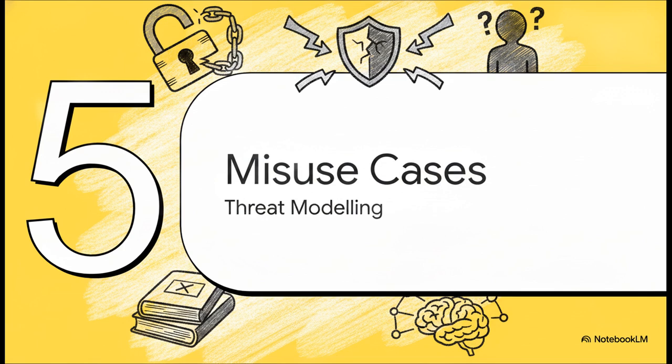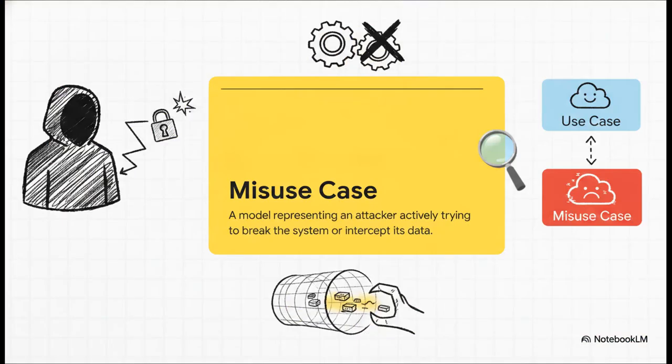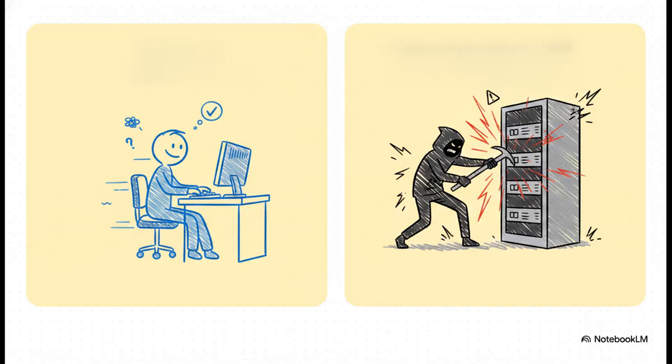Section 5, Understanding Misuse Cases and Threat Modeling. This is a massive concept for your fundamental understanding and your exams. Let's define it clearly right up front. A misuse case is basically a model representing an attacker actively trying to break the system or intercept its data. Think of it as the dark mirror to the standard use cases you learned all the way back in Chapter 4. Contrasting them directly really helps.